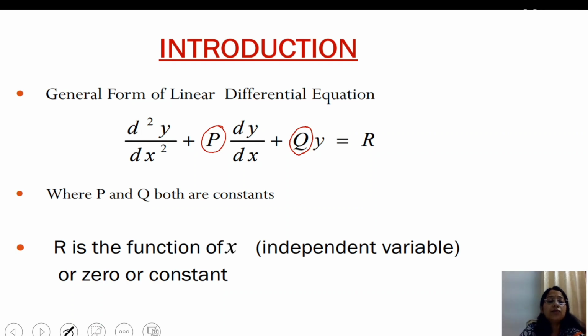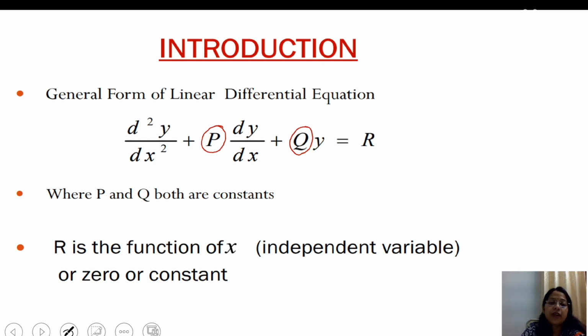Right. So the solution of such differential equations would depend upon the nature of the right hand side. What is the nature of right hand side part of the differential equation? If it is 0, then only left hand side solution will be the complete solution or general solution. If it is a constant, then accordingly we'll solve.